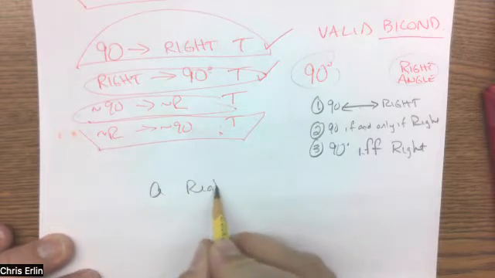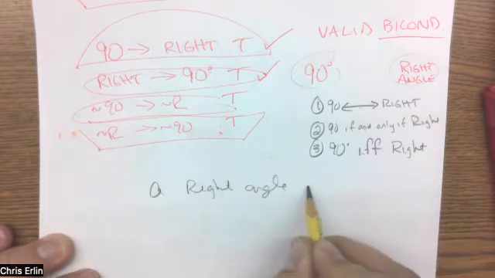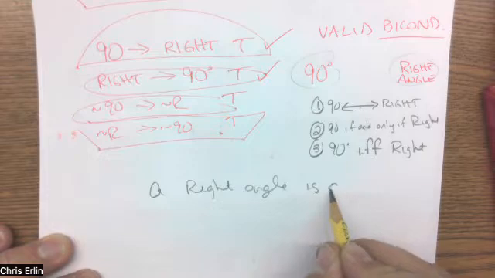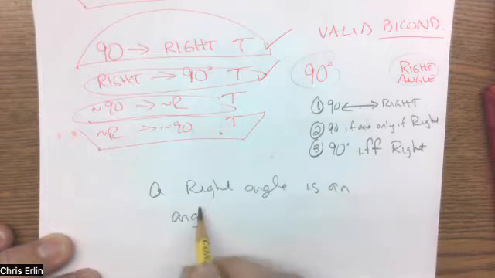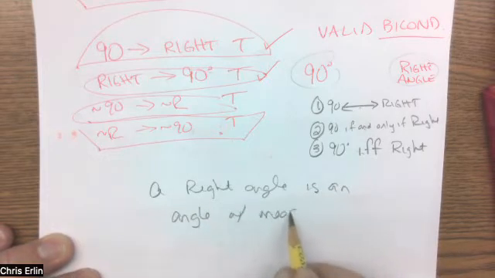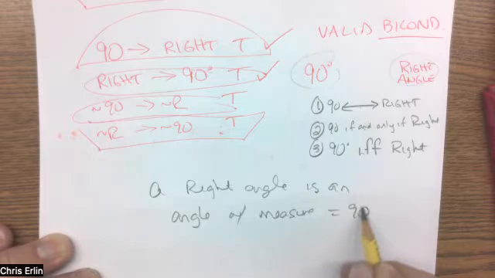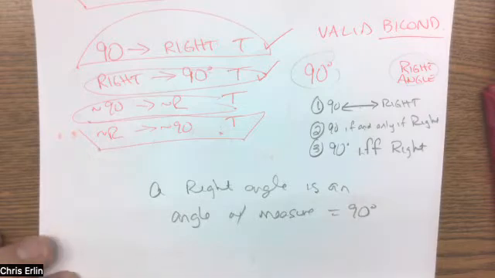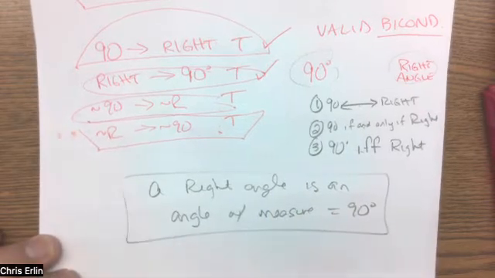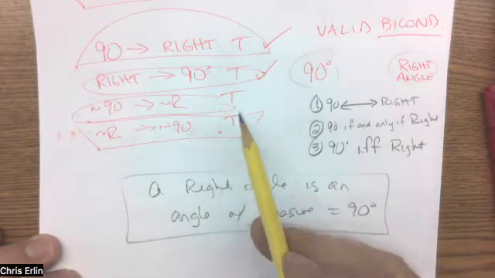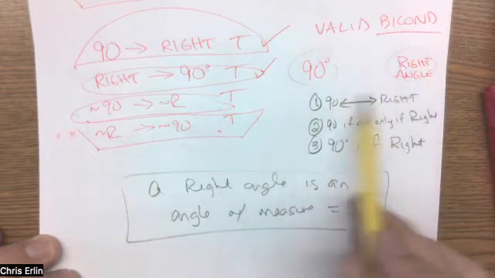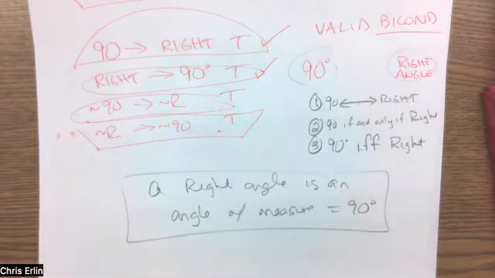A right angle is an angle with a measure equal to 90 degrees. That's the definition. That's what you'd find in the textbook. And the reason I know that is because all four conditions are true, so I can write it as a valid biconditional. Any more questions on biconditionals?